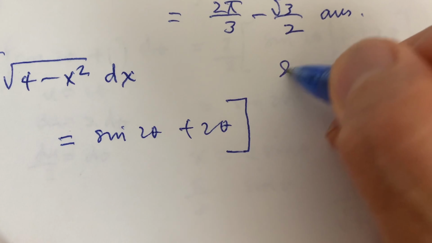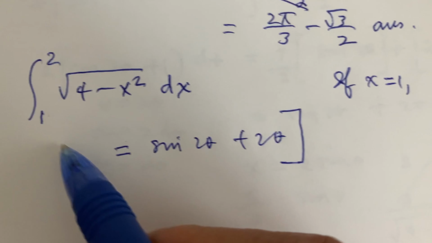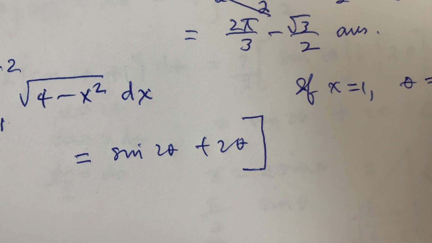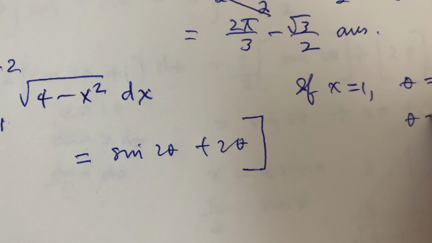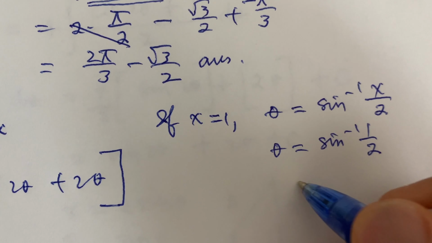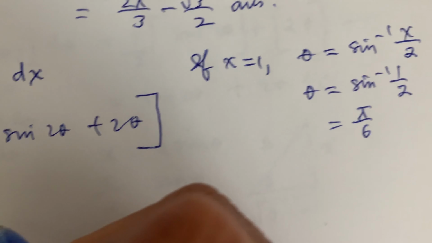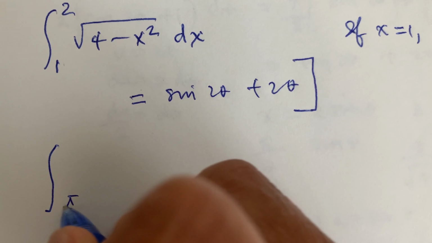Very simple. If x is 1, I'm going to replace this 1 in terms of theta, knowing that our representation earlier was theta is equal to arc sine of x over 2. Then theta will be equal to arc sine of 1 half. And what is arc sine of 1 half? That's going to be pi over 6. So I'm now going to rewrite the limit. Instead of 1, I will put pi over 6.